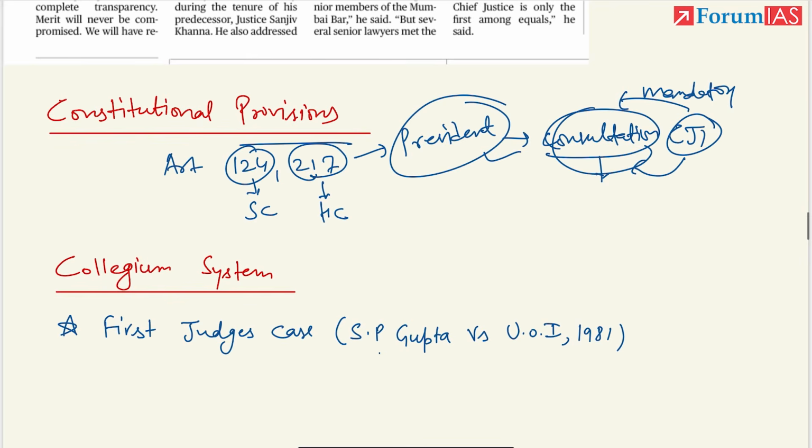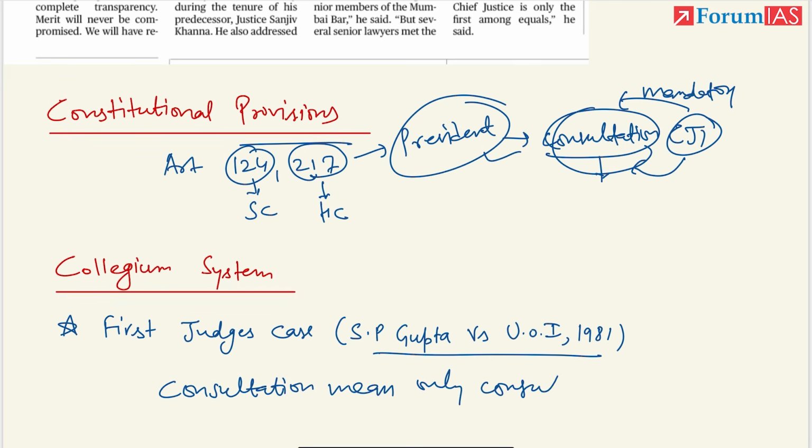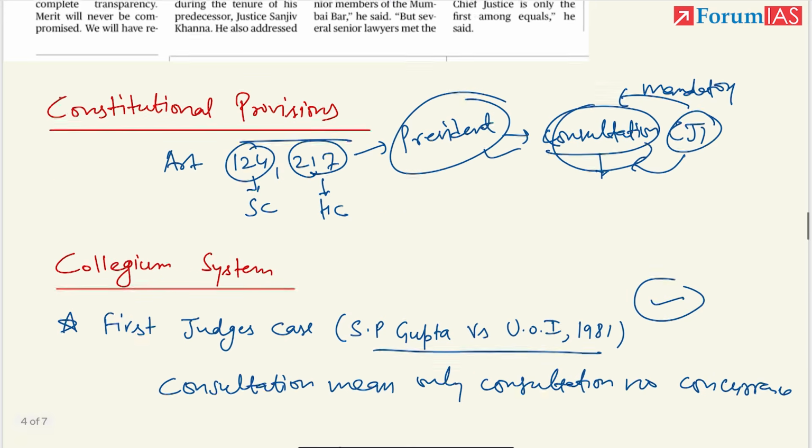First Judges' case, SP Gupta v. Union of India, 1981. This issue was raised, where the Supreme Court said consultation means only consultation, no concurrence. No concurrence, meaning even if the CJI says, okay, go with the appointment, then it is up to the President to accept it or not. It is just to consult. It is not mandatory. It is not binding on the President.